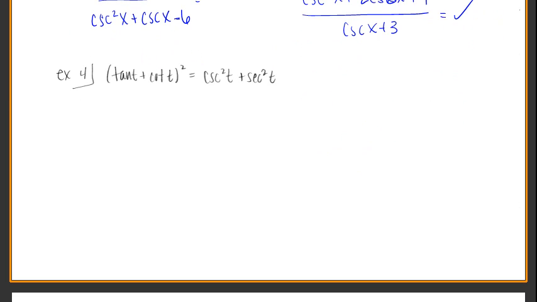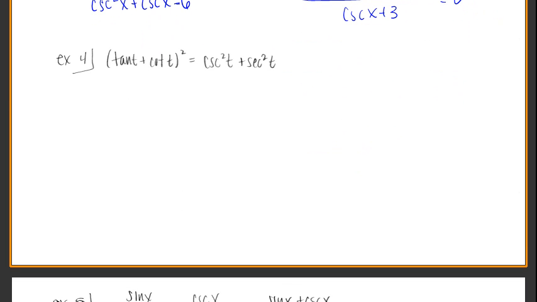So let's go on to example 4. First and foremost, before I even do a substitution, the first thing I can see is that I have a tangent t plus cotangent t. I need to square it. Now remember, that's not just tangent squared plus cotangent squared.